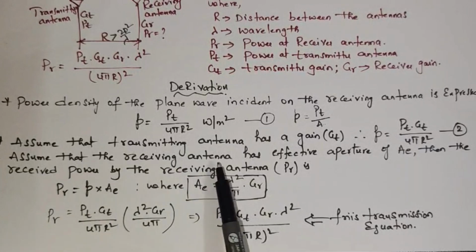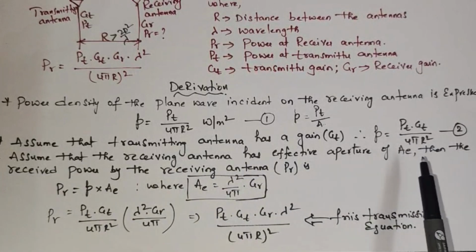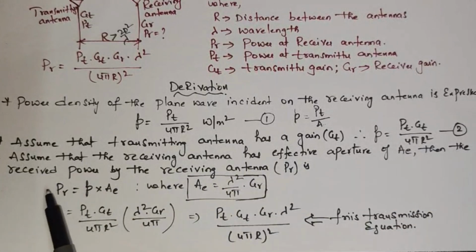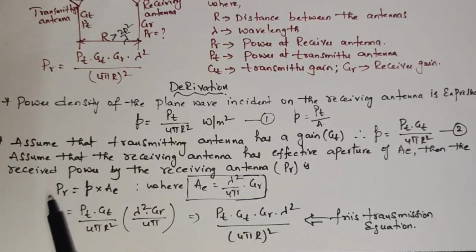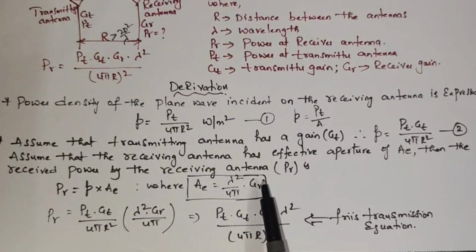Next, assume that the receiving antenna has an effective aperture of AE. Then the power received by the receiving antenna, PR, is obtained by multiplying the power density by the effective aperture. We already know that the effective aperture is given as lambda square by 4 pi into GR. Here the effective aperture is always at the receiver side, that's why you need to take the gain at the receiver, GR.